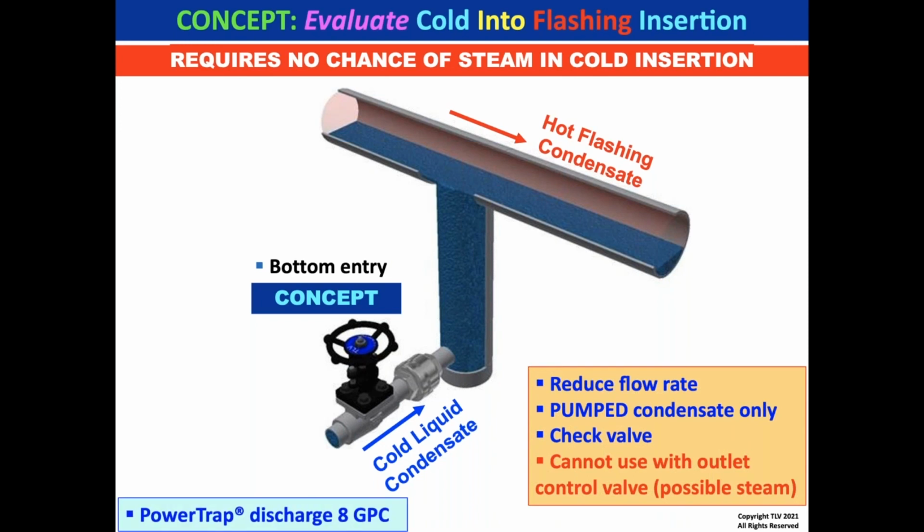Understand that a power trap discharge is 8 gallons per cycle normally, but there's a throttling valve there. You could reduce the amount of flow at any particular interval and extend that interval so it more smoothly integrates. This is a concept that requires no chance of steam. And since it's a concept, it would have to be reviewed by a knowledgeable engineer looking at the application, assessing the application, and making sure that it's safe to install this type of installation.